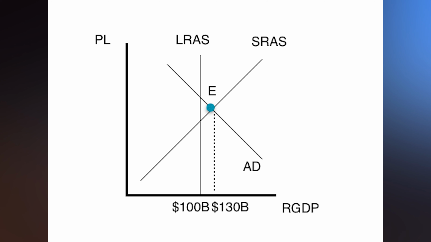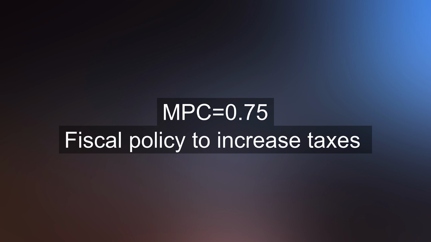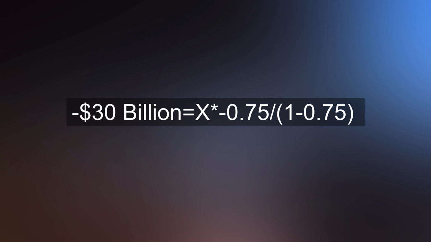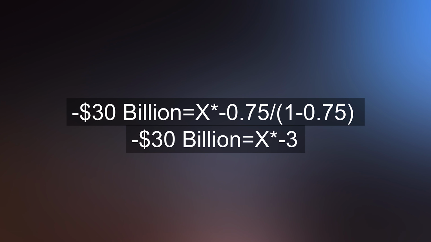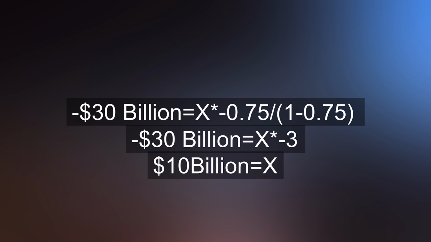Assume that your MPC is 0.75. Congress decides to increase taxes. Your equation should look like this. Applying the same concepts from the spending multiplier, you should have solved x to be $10 billion. Now let's say it is a recessionary gap of $30 billion at the same MPC and Congress decreases taxes. The answer should be negative $10 billion.